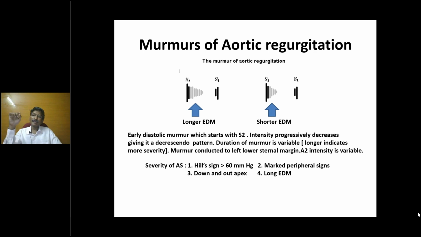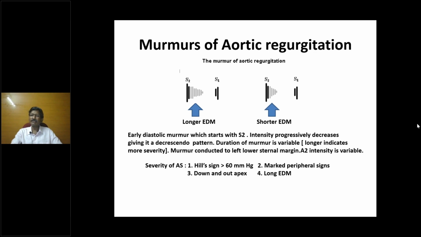Why I am telling you second aortic area is that the turbulence of the early diastolic murmur is greatest at the root of the aorta. The root of the aorta corresponds to the second aortic area. You understand? The first aortic area is actually in the proximal part of the aortic arch, whereas the second aortic area corresponds to the root of the aorta. So the root of the aorta is a better place to auscultate.